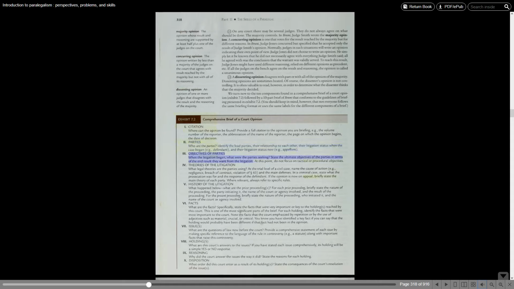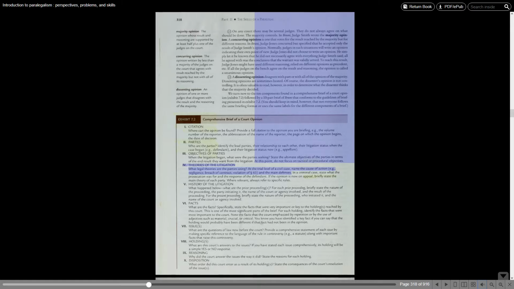III. Objectives of parties. When the litigation began, what were the parties seeking? State the ultimate objectives of the parties, in terms of the end result they want from the litigation. At this point, do not focus on tactical or procedural objectives. IV. Theories of the litigation. What legal theories are the parties using?